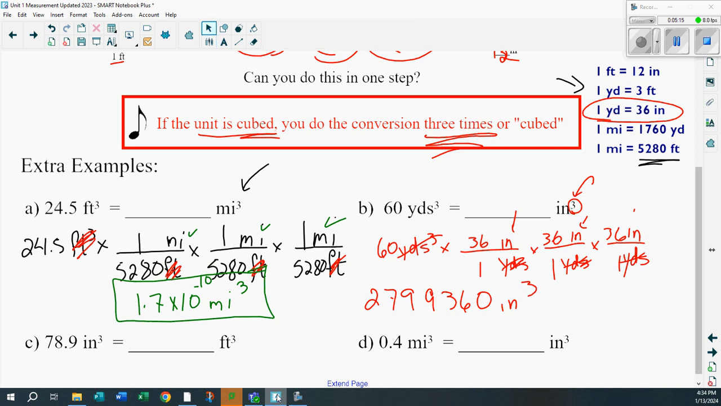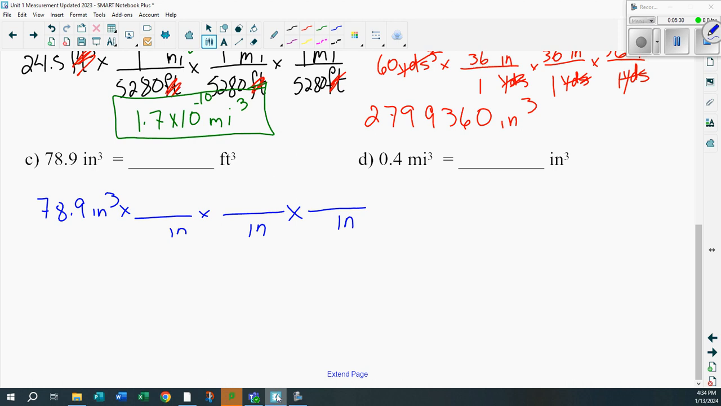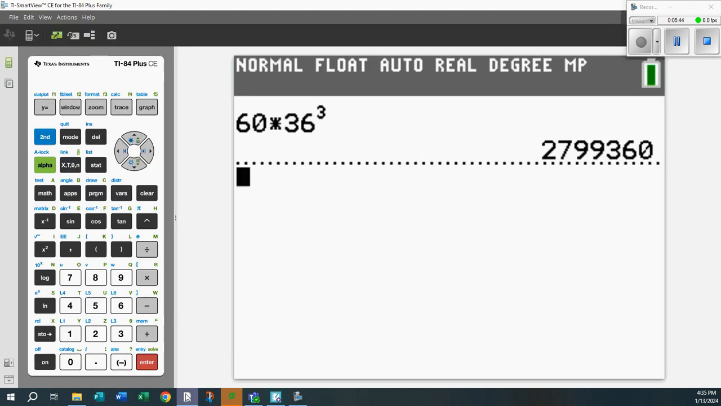Whew. Obviously, these are giving us really big numbers, but that's okay. We can handle this. No problem. Look, 78.9 inches cubed. Okay. Once, twice, 3 times. Feet, feet, feet. 12 inches, 1 foot, 12 inches, 1 foot, 12 inches, 1 foot. So 78.9 divided by 12 inches 3 times. Okay, let's go.